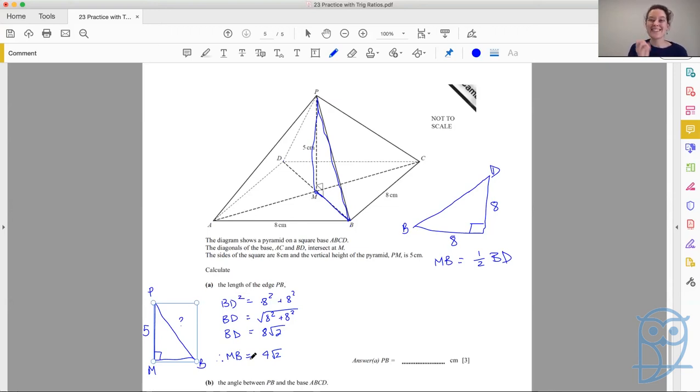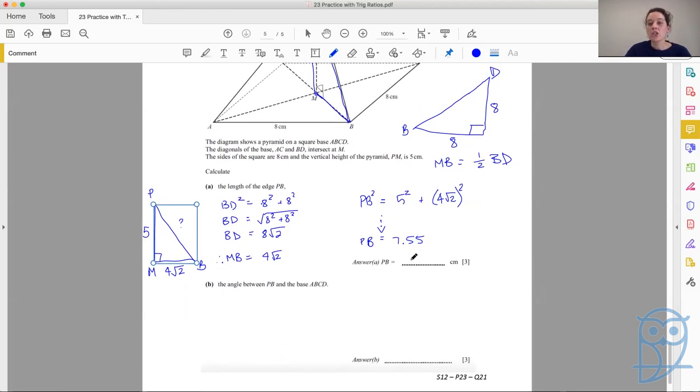And I'm going to leave it like that, because again, it's like working with a fraction. I want to work with that exact value as I move forward in a sprint, because I see we're going to be running out of time very quickly. So MB is that. Now we know that this is 4 root 2. So it is very simply a case of doing Pythagoras again in order to get PB. So PB squared equals 5 squared plus 4 root 2 all squared. You're going to do a whole lot of working here, and you're going to get PB equals 7.55, to 3 significant figures, because they didn't tell us otherwise.